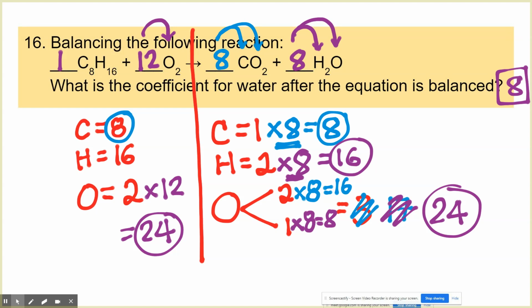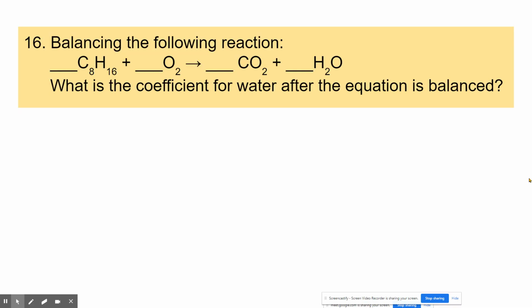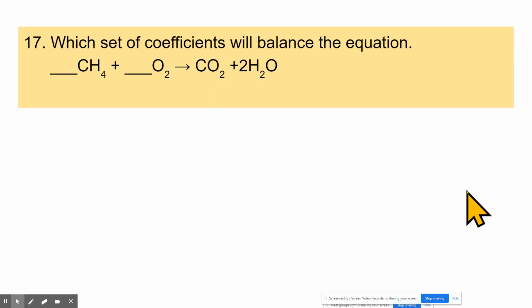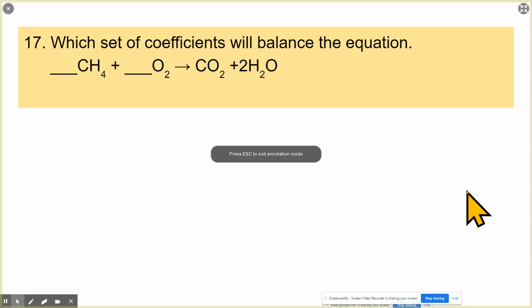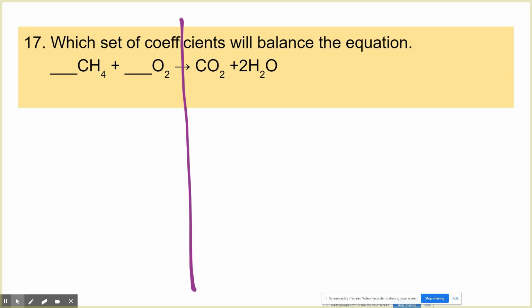All right, let's look at question number 17. Which set of coefficients will balance the equation? If you look closely, guys, divide this in half. Look, the other side already has coefficients. You see it? It already has coefficients. So we just need to really quickly eyeball this. C here is 1. H is 4. And then O here on the left side is 2.